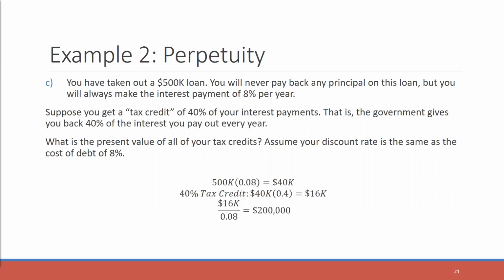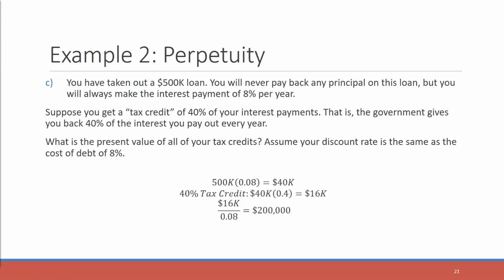How do we set this up? First, we want to know how much we pay out every single year in interest. So we take our 500K and we multiply that by 8%. 500K times 0.08 equals 40K. That 40,000 is the amount of interest that we pay every single year. We also know that we get a 40% tax credit, meaning that 40% of what we're paying out, the government is going to give us back. How do we figure out that number? We take our 40K and we multiply that by 40%. 40K times 40% yields 16K, 16,000.